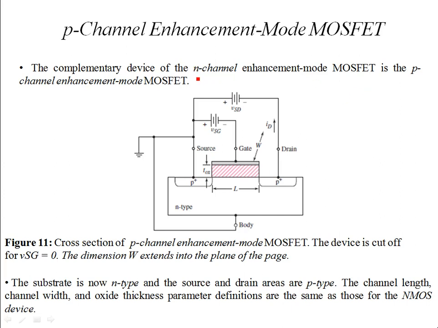NMOS device has an N channel consisting of electrons as carriers in the channel. We have a complementary device, which is the P channel enhancement mode MOSFET, or you may call it a PMOS. Why? Because the mobile carriers in the channel are primarily the holes, not the electrons. So positively charged carriers are there in the channel. You see, your source and drain are p doped, and the substrate is n type, as opposed to what you had in NMOS. So this is a PMOS structure.